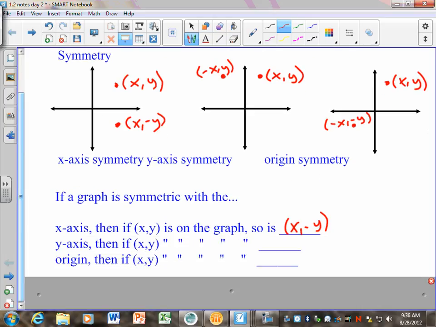So I just have all this. I used lots of quotation marks here, so I got lazy with my typing. But if it's symmetric with the y-axis, if any point (x, y) is on the graph, then (negative x, y) would also be on the graph. And if something is symmetric with the origin, that means both the x and the y would change. So if (x, y) is on the graph, so is (negative x, negative y). Part of your homework today is to test for symmetry with the x-axis, the y-axis, and the origin. This is how we're going to do it, and that's my first example when we're done writing this.